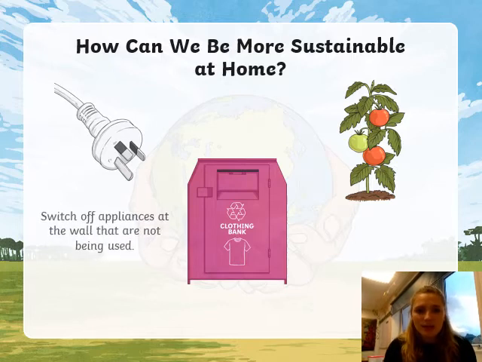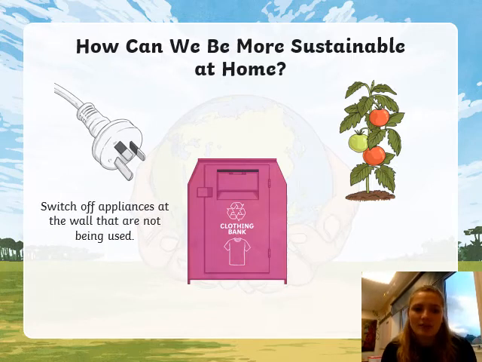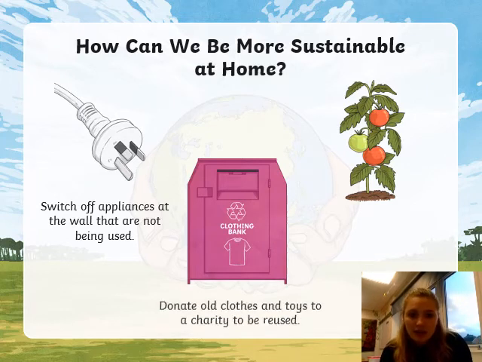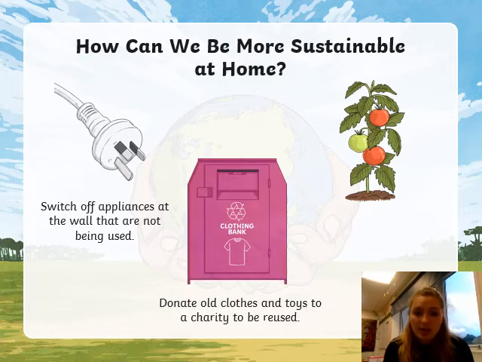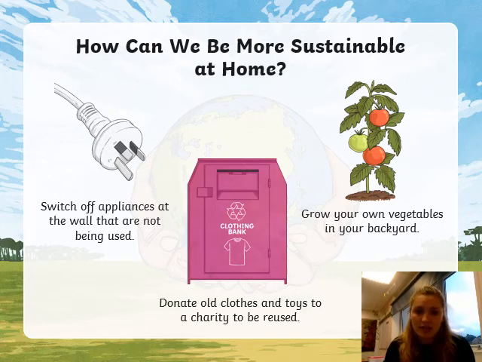Okay, so the first one is switching off appliances at the wall that are not being used. If you switch appliances off, it saves energy, you're not using as much electricity. For your clothing, you can donate old clothes and toys to a charity so that other people can reuse them rather than just throwing them in the bin. Or grow your own vegetables in your backyard. Instead of going to the supermarkets or depending on other places, you can grow your own vegetables to eat in the back garden.